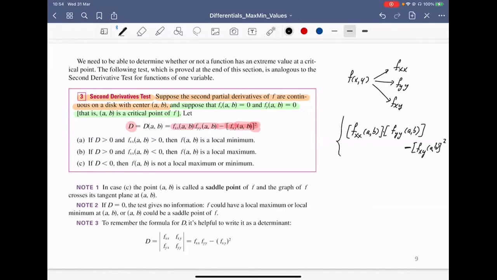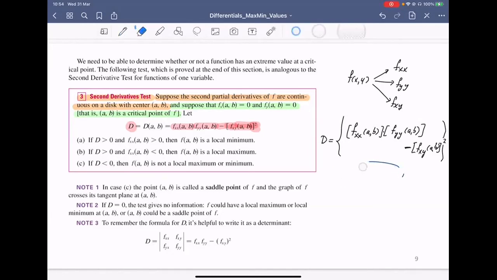Once you have everything here, you say this is your D. This is the statement. Your D here is going to be fxx times fyy minus fxy squared. In short, when you memorize it, you can memorize just fxx fyy minus fxy squared. This is how you can keep it clean and memorize it.